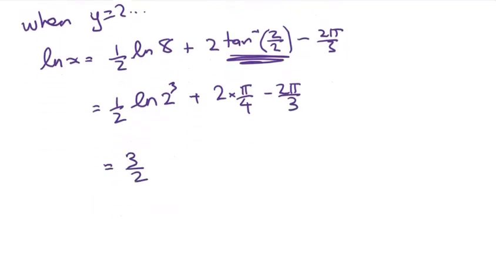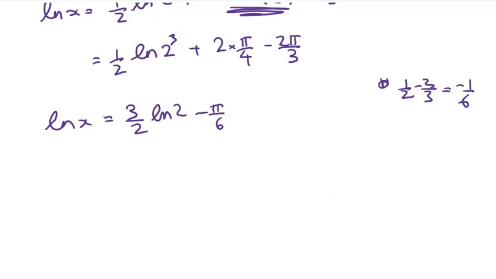So I get 3 over 2 ln of 2 plus, right, pi on 2. So 1/2 minus 2/3 is equal to negative 1/6. So it's not going to be plus, it's going to be minus pi on 6. So that's ln of x.